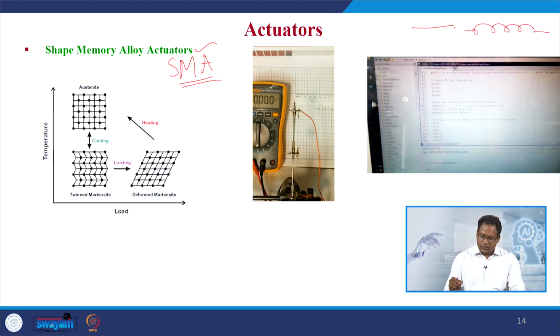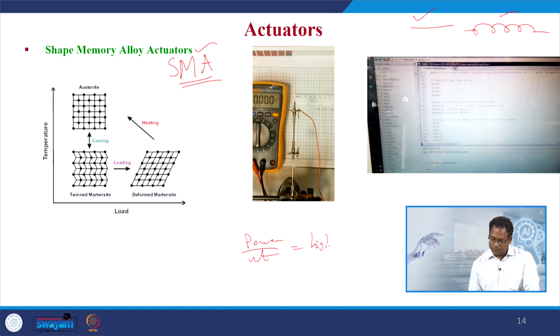In two forms this wire actuator, called SMA actuator, is available. One is a wire actuator, another one is a spring actuator. This has a salient feature where its power to weight ratio is high, because its volume is very small. As you can see here, this is the SMA wire actuator.